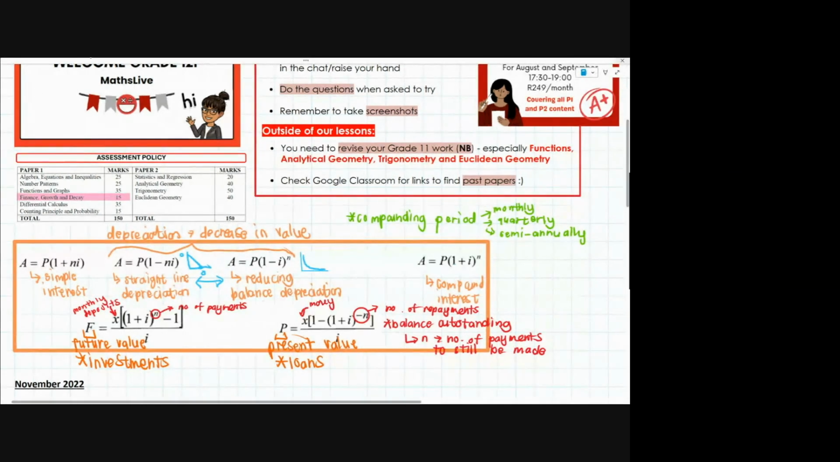I don't know why I said money instead of monthly, but anywho. Let's try that again.